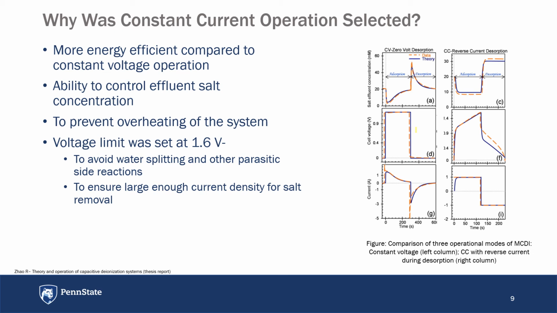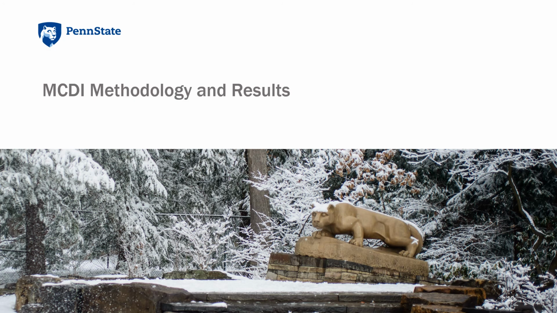So the voltage limit is also set to 1.6 volt because we wanted to avoid water splitting and other parasitic side reactions, and we wanted to ensure large enough current density for salt removal. So my next partners will show you the MCDI methodology and results.